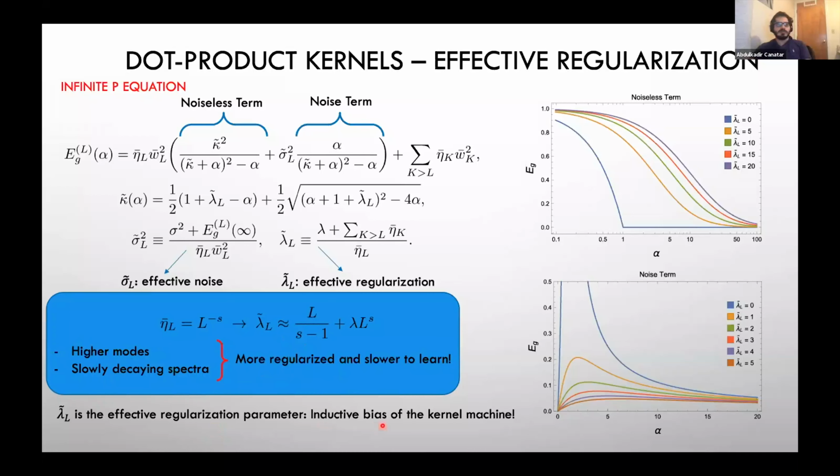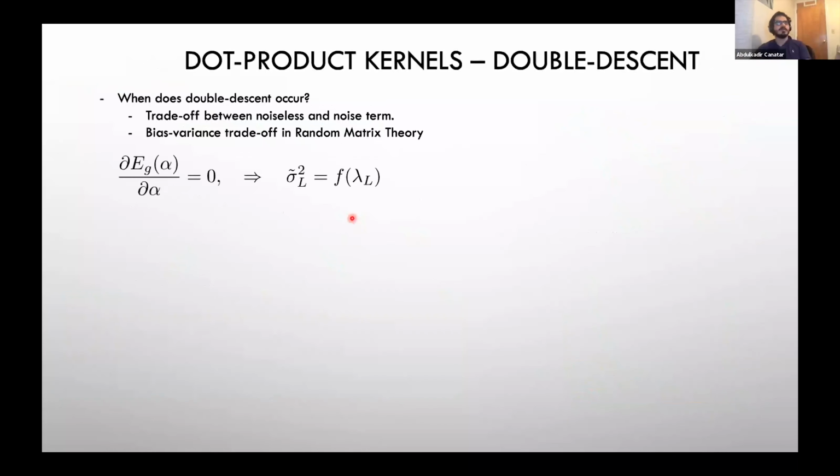This is how we characterize or formalize our inductive bias in kernel regression, through our effective regularization, and it only depends on the eigenvalues of the kernel. An interesting thing, for instance, for neural networks, lambda is 0. There is no explicit regularization, but there will always be this implicit, effective regularization, just because of the decay of the spectrum. So this is the implicit bias.